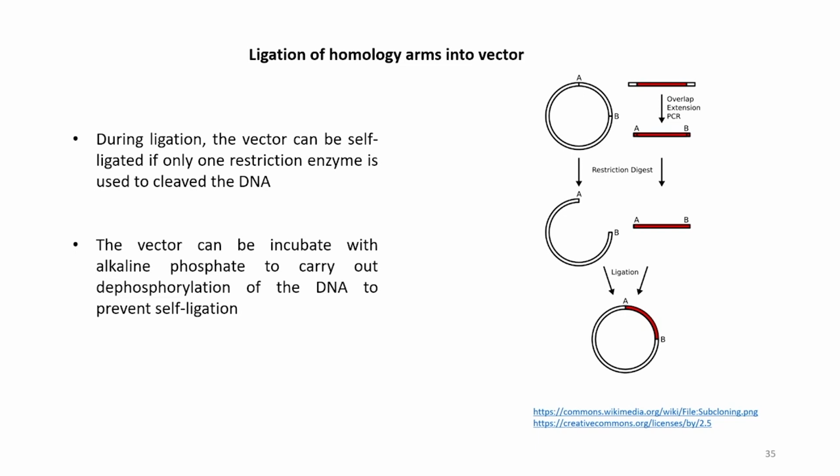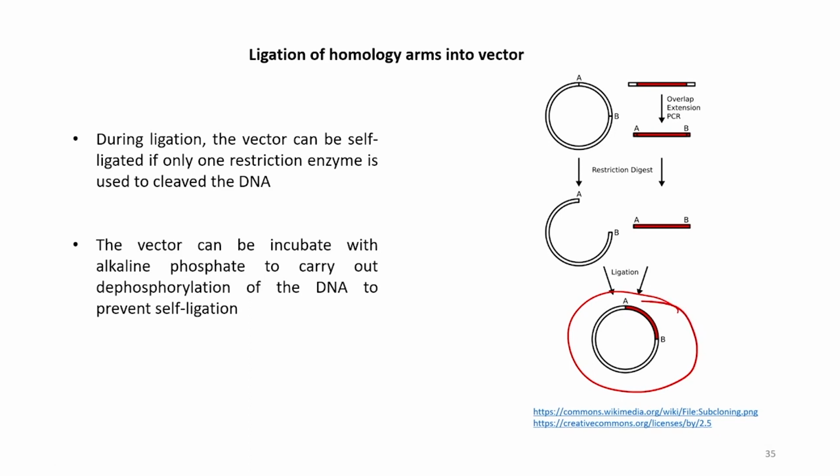Now let us focus on the ligation of homology arms into the vector, as shown in this particular figure. So here you have an overlap extension PCR, and then this vector is opened up by restriction digestion, and this particular fragment is ligated to the open vector, and then this gives the hybrid molecule over here.